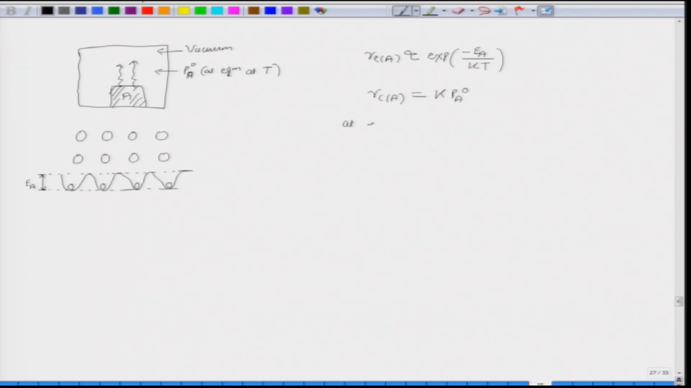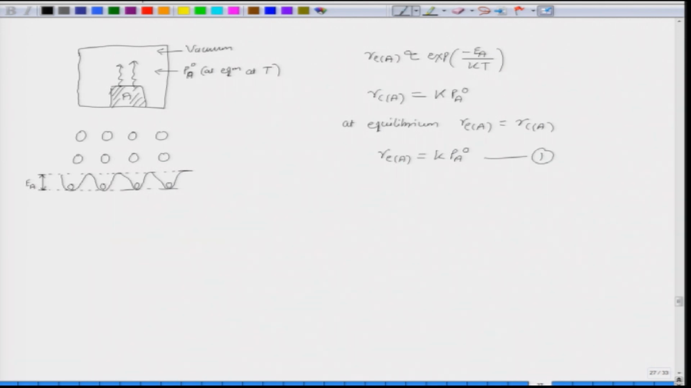and we know at equilibrium the rate of evaporation is the same as the rate of condensation, and so we can write REA is equal to K times Pa 0. Let us call this equation 1.